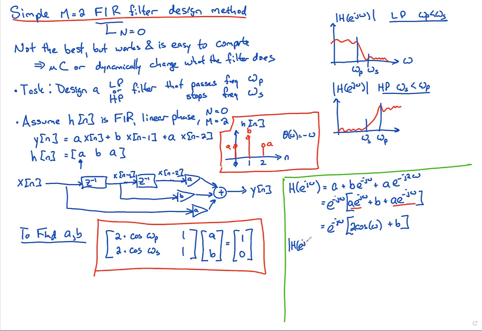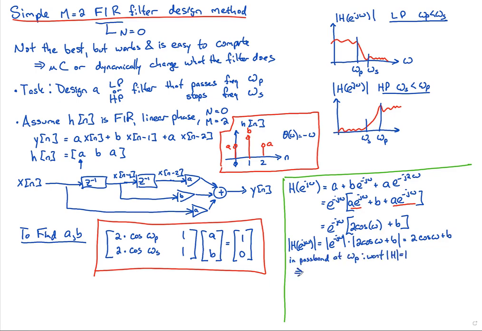And then what we're going to do is to set that magnitude to either 1 or 0, depending upon if we're in the pass band or the stop band. So the magnitude of this is equal to the magnitude of this, which is equal to the magnitude of the first part times the magnitude of the second part. But the magnitude of a complex exponential is 1. So that's just equal to 2 cosine of omega plus b, since this part is real.